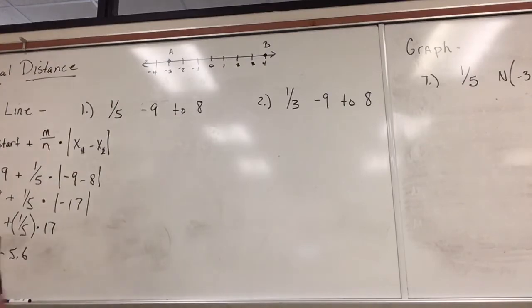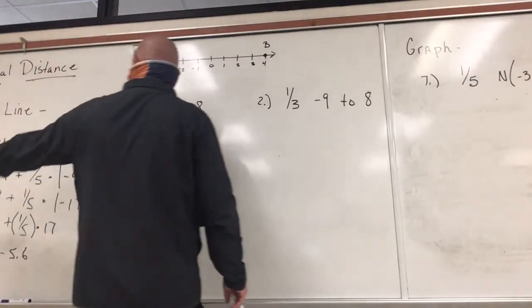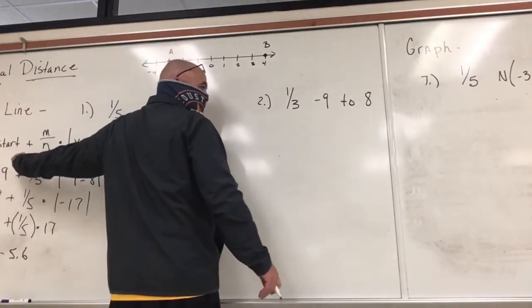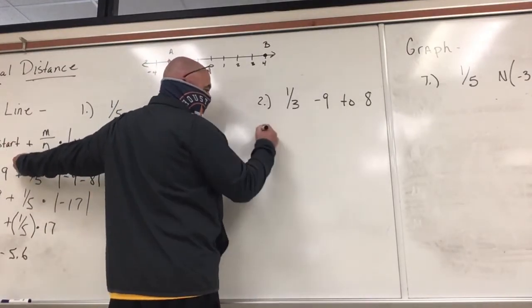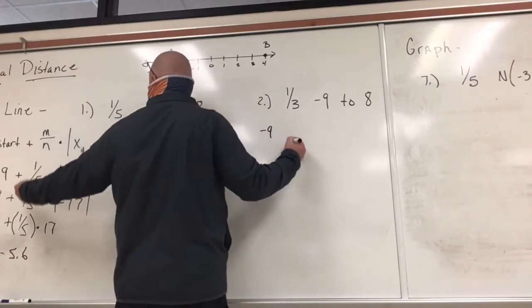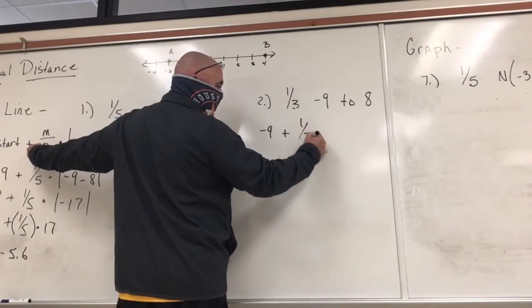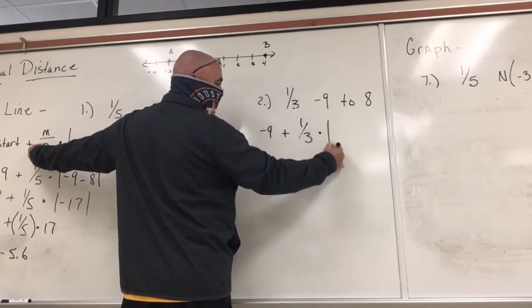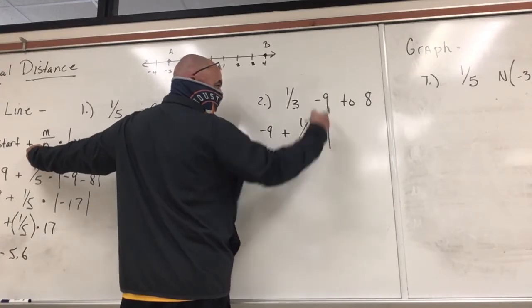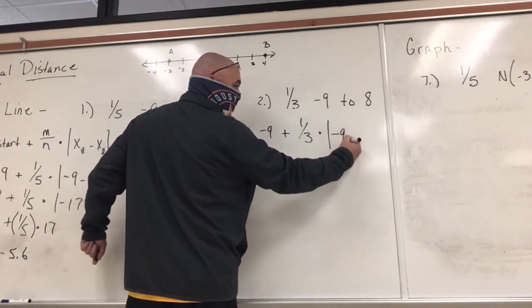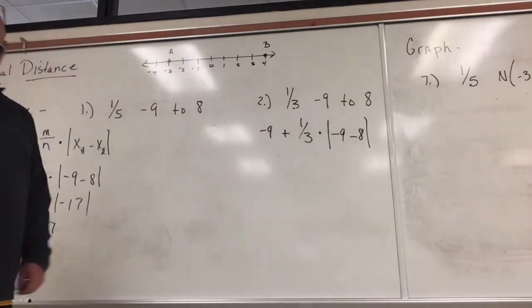There we go. Alright, help me out. What goes first? Negative. Your start point, which is what? -9. So, plus 1/3 times absolute value of what? -9 minus 8. Okay? Everybody with me so far?